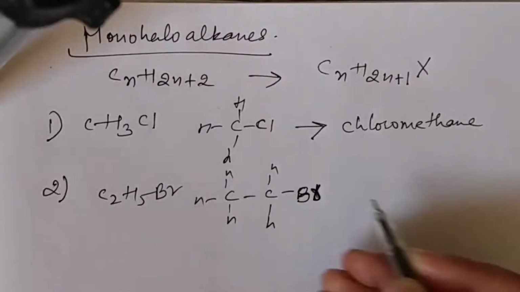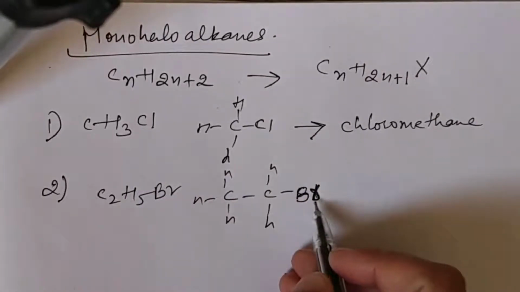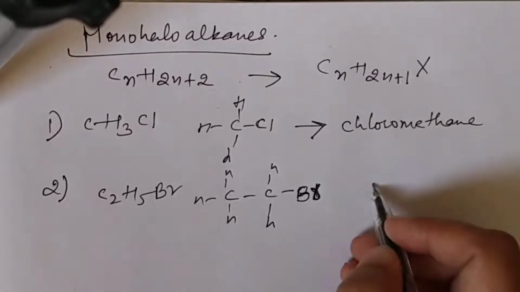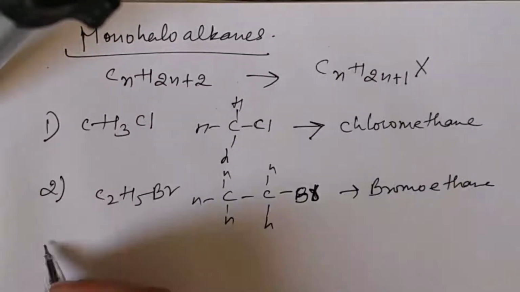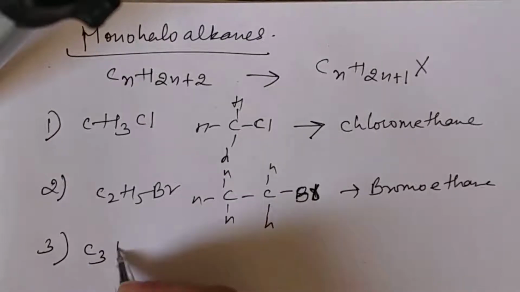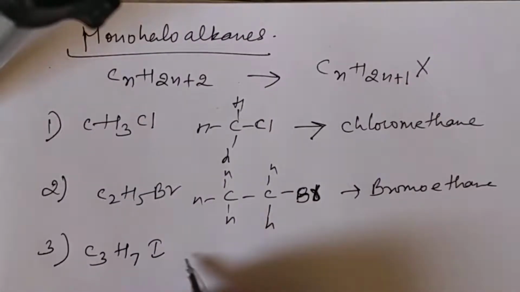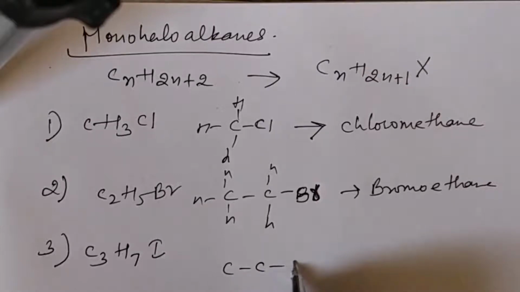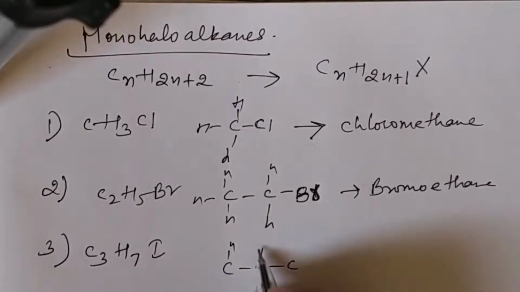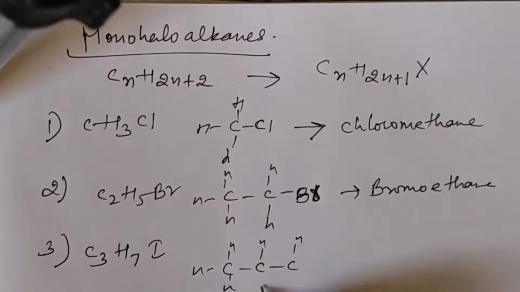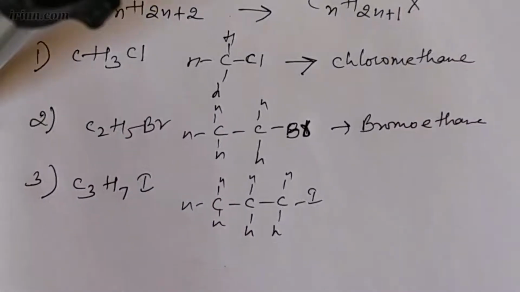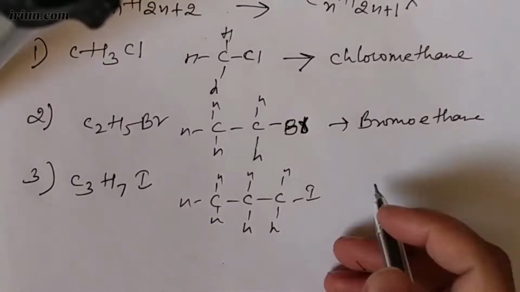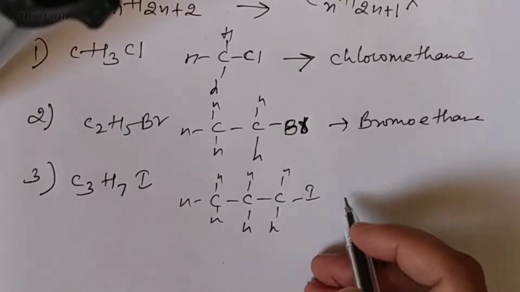What is this functional group? Bromo is a halogen group and is called bromo. So it will be bromoethane. Take another example, C3H7I. Here we take a 3 carbon atom chain, complete all the valencies with hydrogen atoms, and there will be one iodo halo group here. What will be the name of this compound? This will be iodopropane.